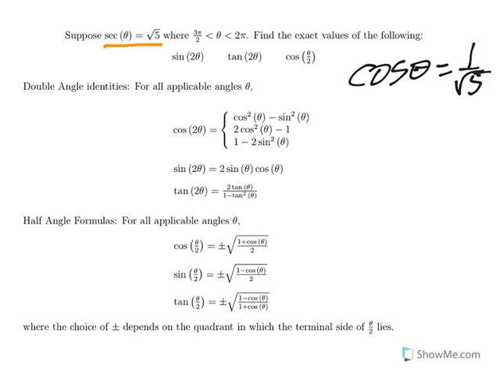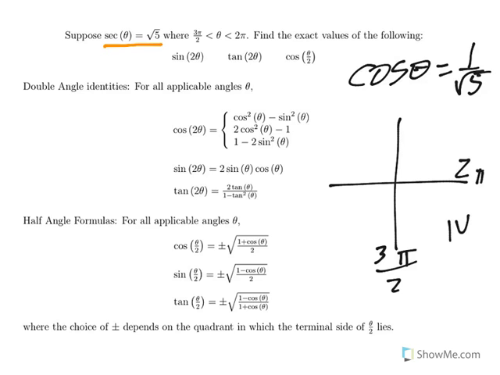Let me go on. So you know that the cosine of theta is 1 over square root of 5, and you know you're between 3 pi halves and 2 pi, that theta is in the fourth quadrant. Okay, great. You're not exactly sure where. Maybe there. Who knows? And we're trying to find the exact values of sine of 2 theta, tangent of 2 theta, and then finally cosine of theta over 2.